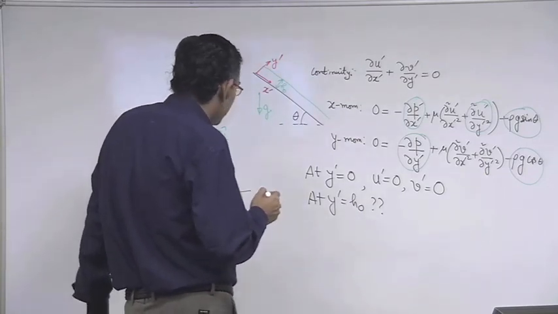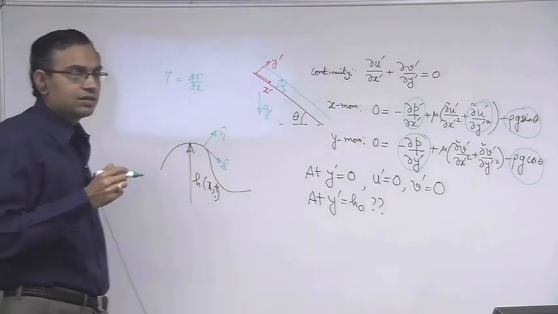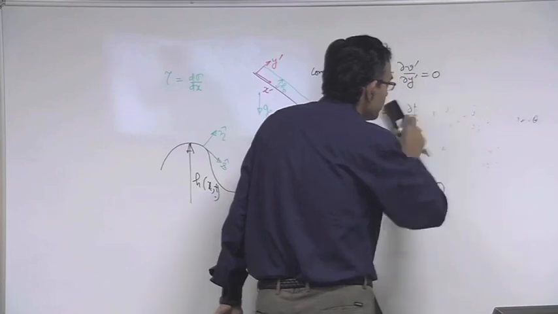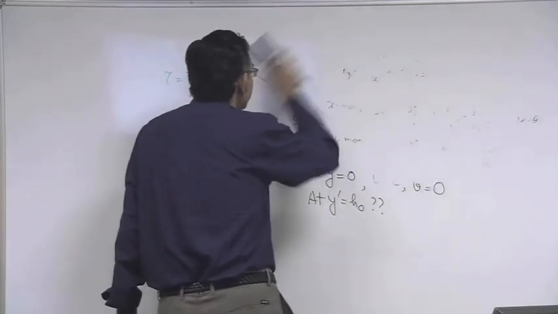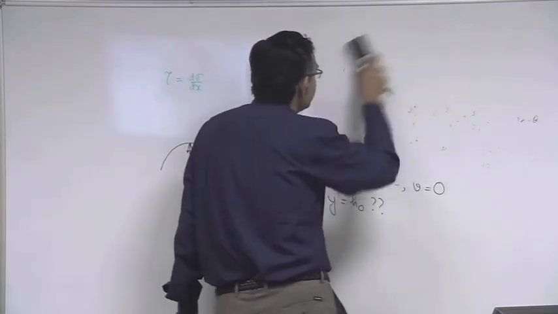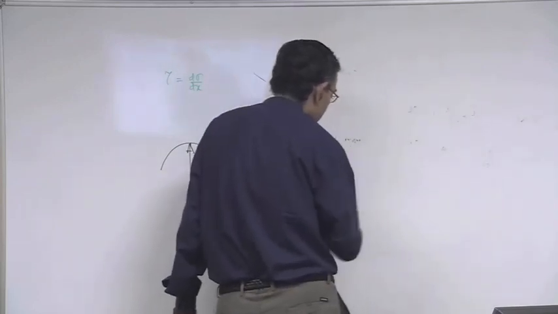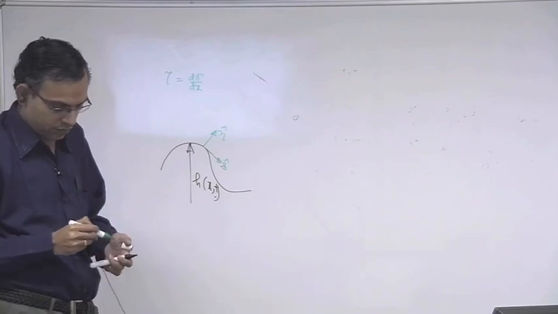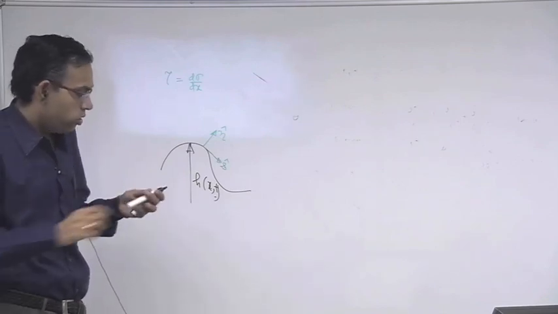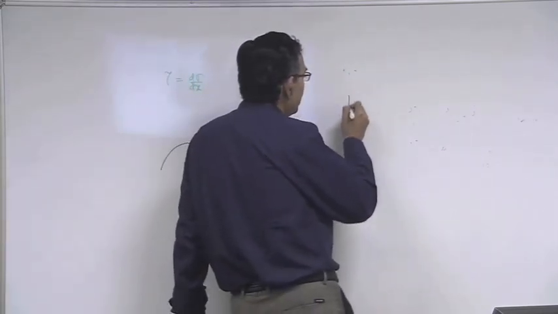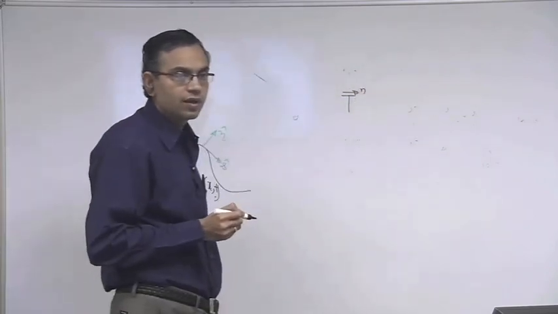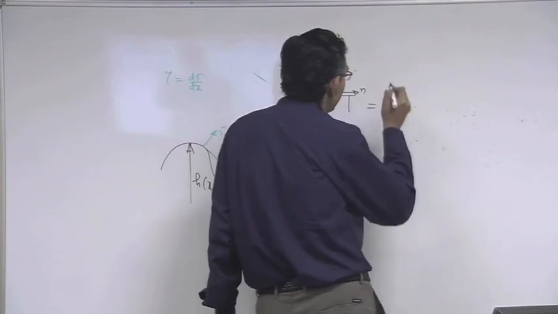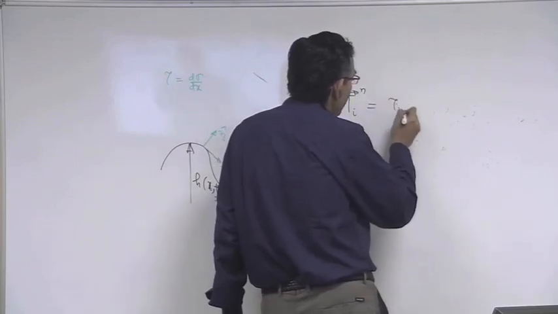You can write it by invoking the traction vector. Let me erase this. So, we had seen earlier that the traction vector, that is the force per unit area at a point where the direction normal is n, its ith component is tau ij nj.